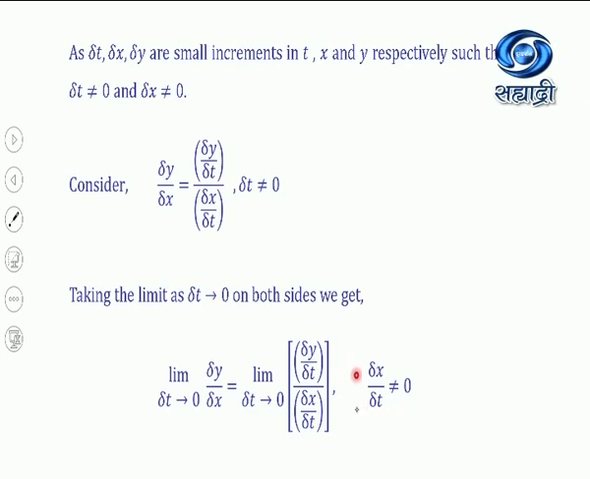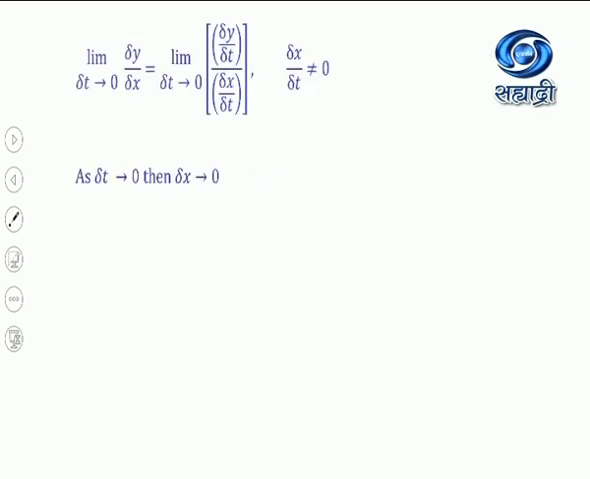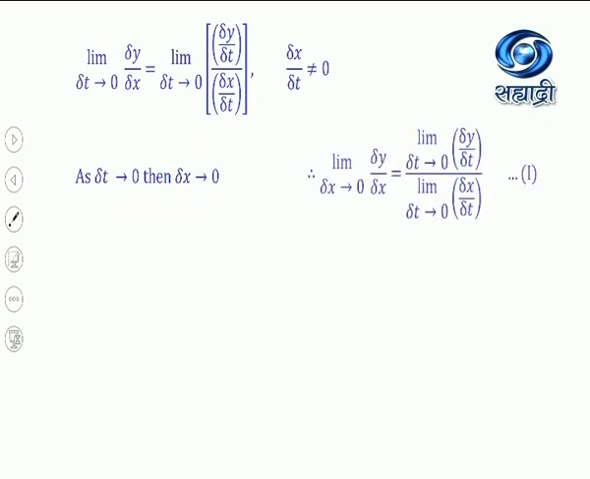Here we provide delta x upon delta t not equal to 0. Very simple reason why we provide this, because it is a denominator. So we say that it is not equal to 0. And now our next step is, as delta t tends to 0, then delta x also tends to 0. And therefore, here we replace this delta t by delta x in LHS, in left hand side. On left hand side, we write this limit as delta x tends to 0. Now, on right hand side, we take the limit of numerator as well as denominator: limit delta t tends to 0 of delta y upon delta t, upon limit of delta x by delta t as delta t tends to 0, and we denote this equation by equation number 1.